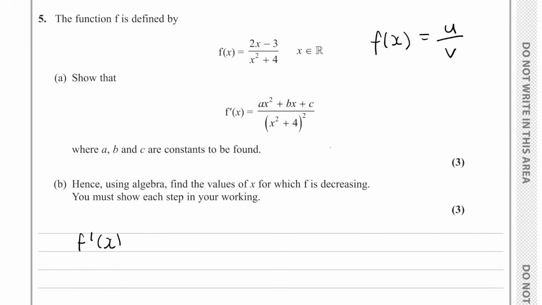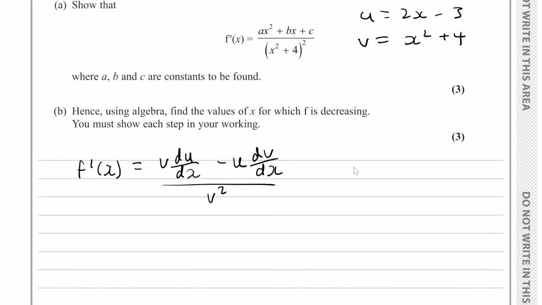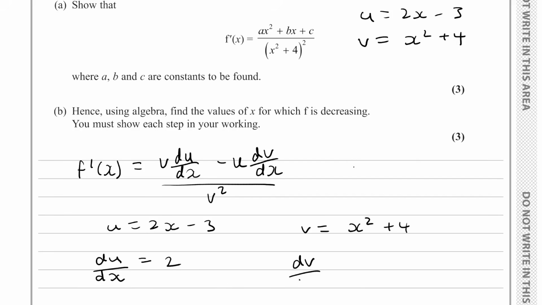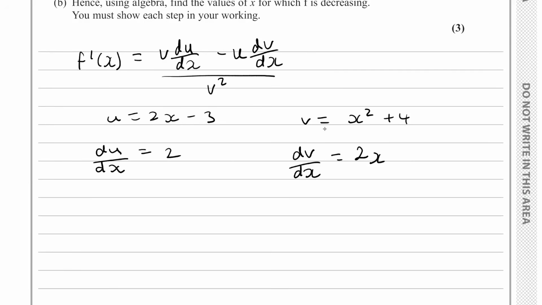So our dy dx is going to be v du dx minus u dv dx over v squared, where u is 2x minus 3 and v is x squared plus 4. So if u is 2x minus 3, du dx is that differentiated, which is just 2. If v is x squared plus 4, dv dx is that differentiated, which is 2x. So let's just substitute in.